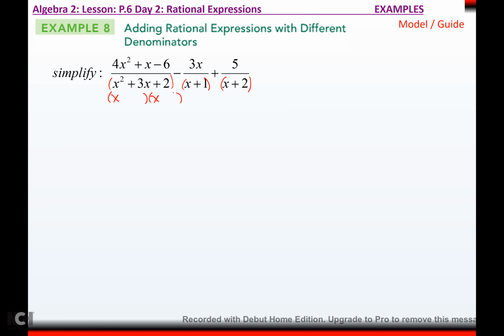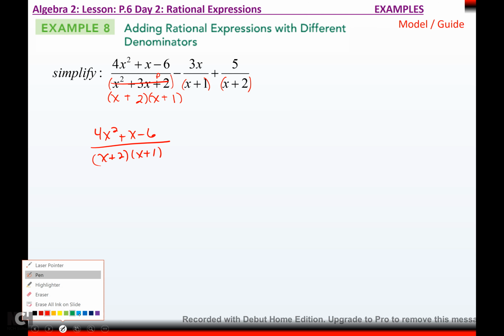So x times x is x squared. Factors of 2 that make 3 are 1 and 2. C is positive, so they both get the plus. So I can rewrite this as 4x squared plus x minus 6 over x plus 2 times x plus 1. Nothing else can be factored, so minus 3x.